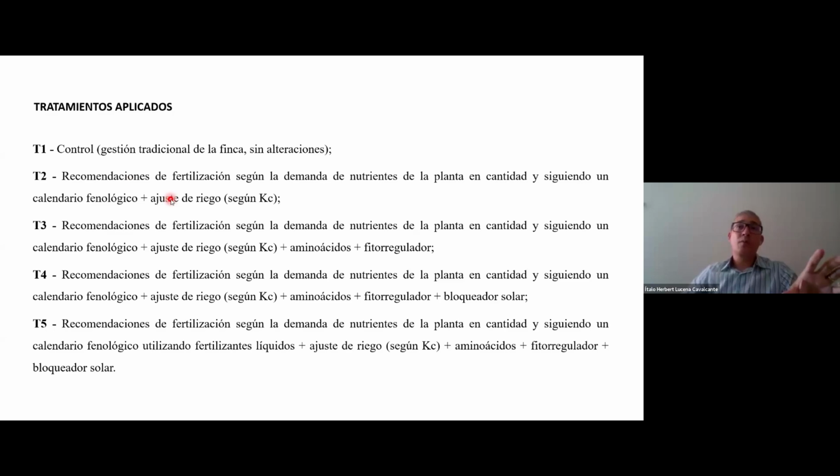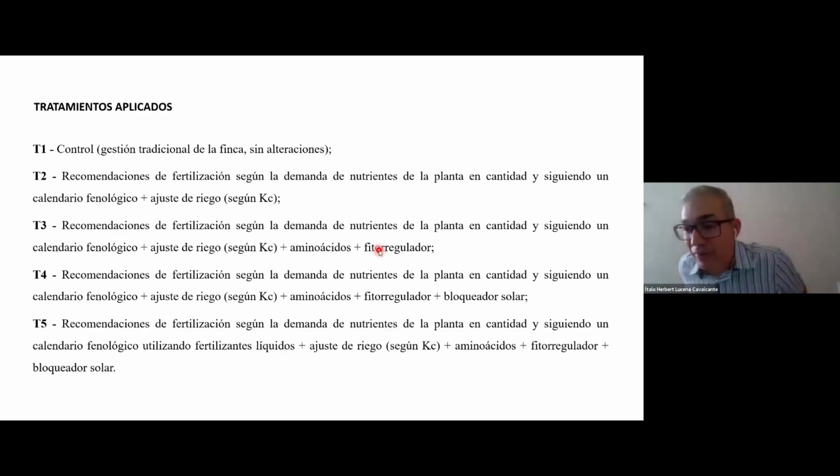Now, we looked at the different stages and different treatments that were applied. We recommended maintaining the traditional management of the farm, T1. T2 included recommendations based on the plant's nutrition requirements in terms of quantity and following a phenological calendar. We recommended the use of fertilizers and a different distribution pattern based on the fruit growth rate. We also recommended adjustments to the irrigation, including KC. For treatment 3, we recommended the same thing, but we also added amino acids and phytoregulators.